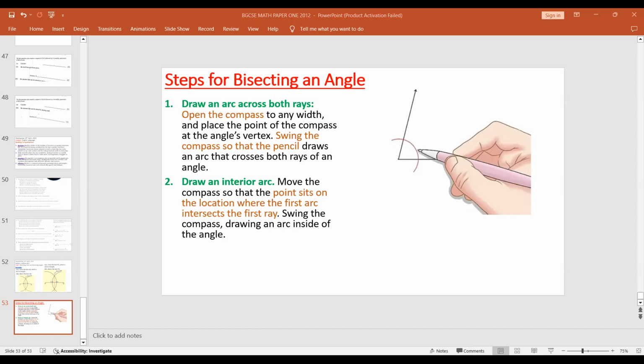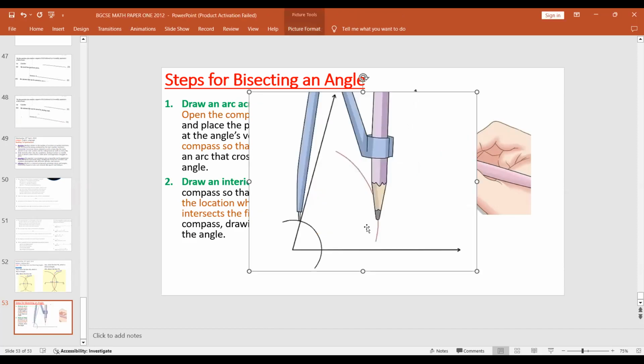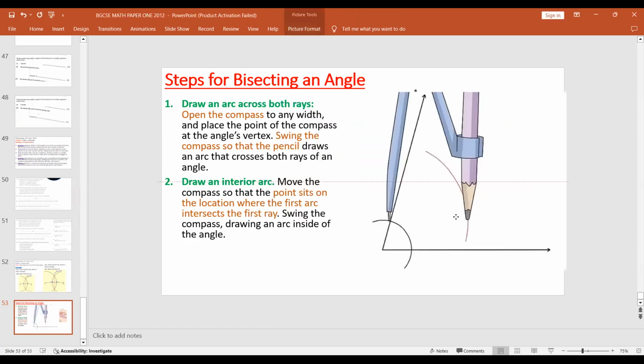For the diagram they use it on the other side. So they call the first ray the top one instead of the bottom one, but it's fine. Either one, whatever one you start first, it doesn't matter. So let me use this diagram.